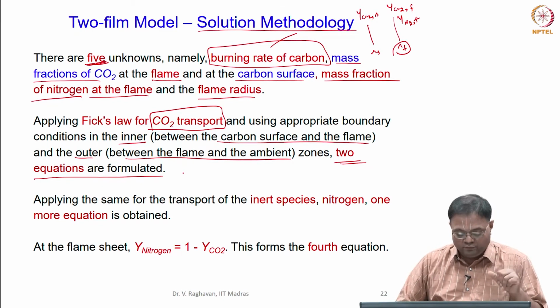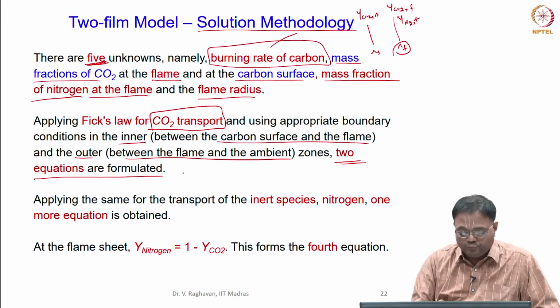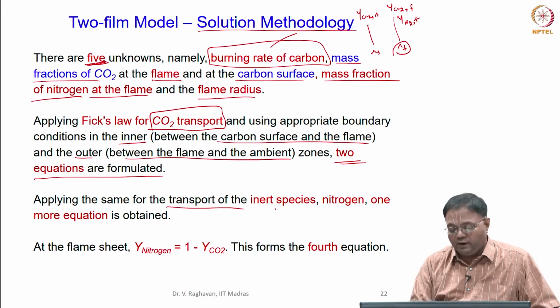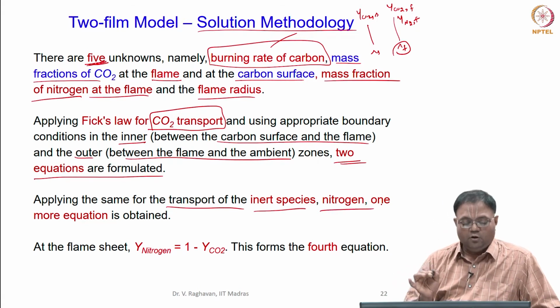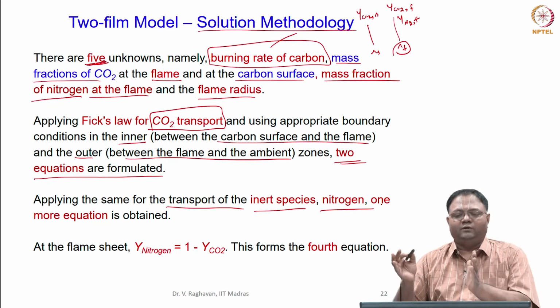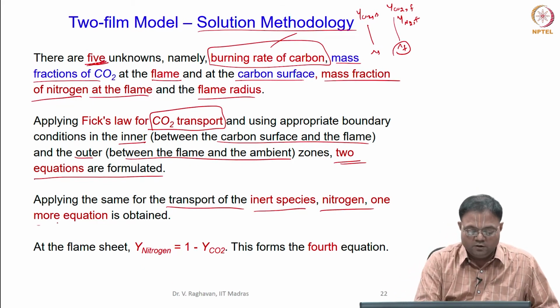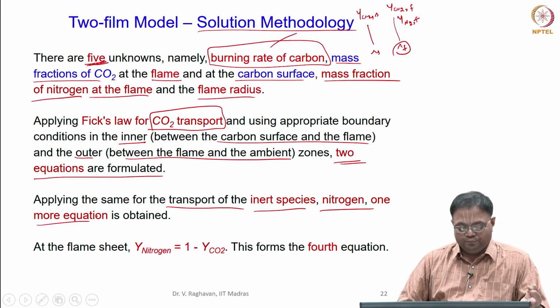I want 5 equations. Then the second is the transport equation, where nitrogen has to be solved. So, for the inert species, say nitrogen, I will get one more equation. Here again we will consider the outer zone and try to solve for nitrogen. I will get one more equation for nitrogen. So, 3 equations are obtained now.